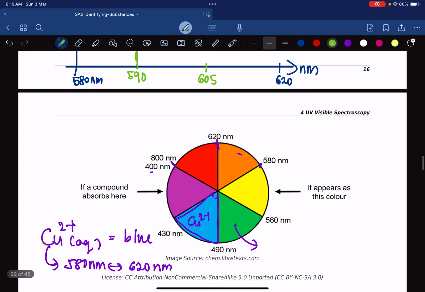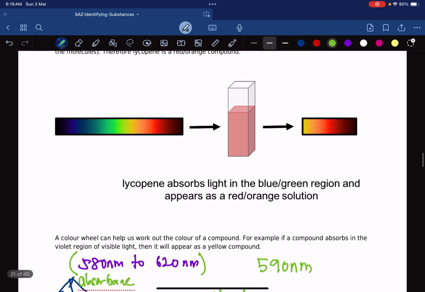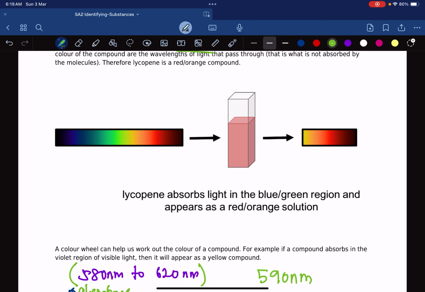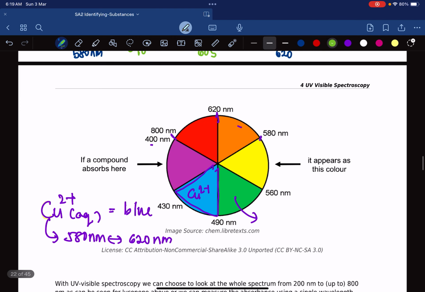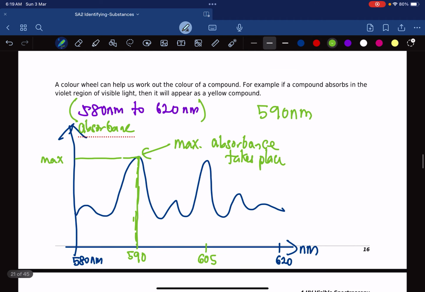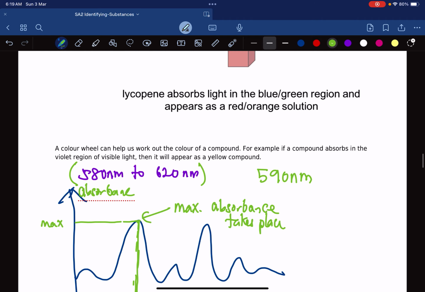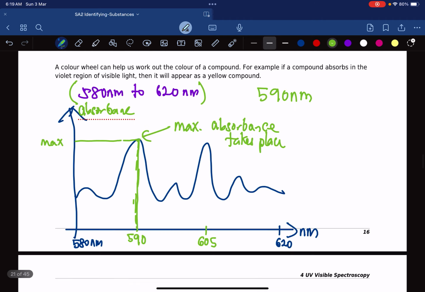So what color would lycopene be? It absorbs light in the blue-green region. This part here, right? It absorbs somewhere here. So what will lycopene look like? It will look like something like red orange. So yeah, red orange solution. Okay, so it will appear like red and orange. So that's basically what it is.